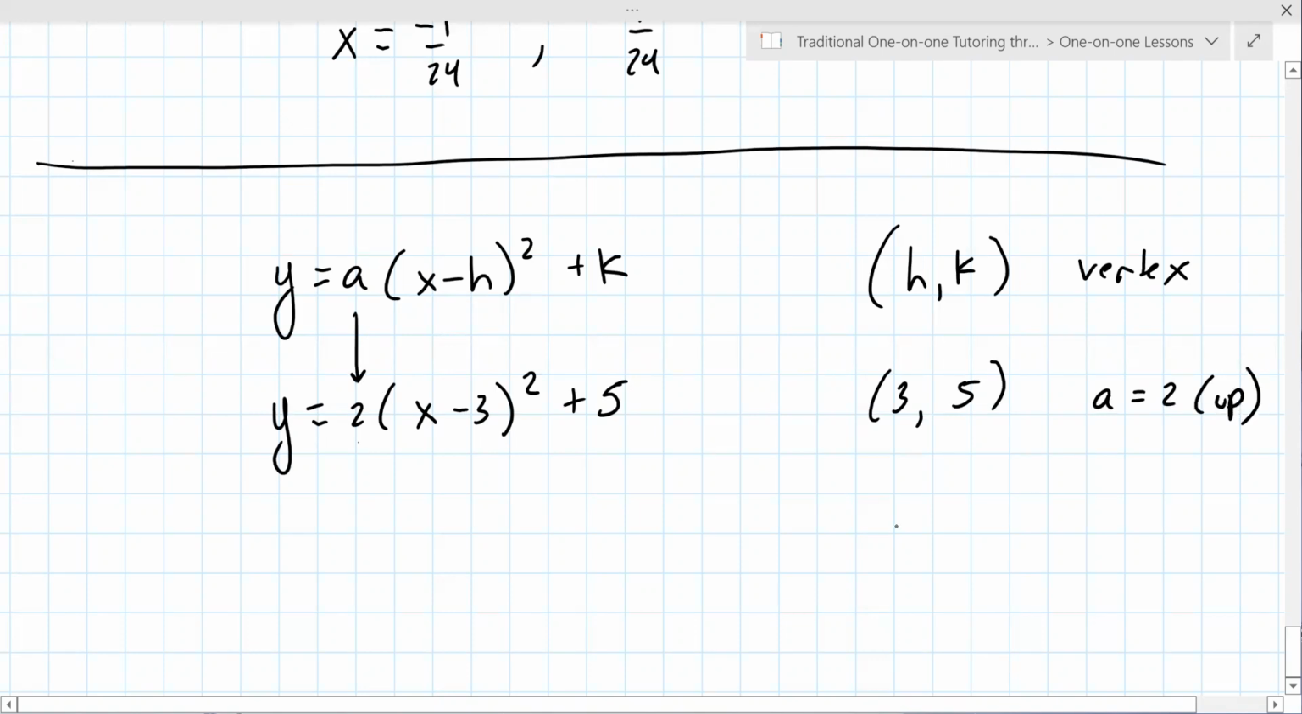So why do we care about that? Because if we're going to make a really quick sketch of this thing, 3, 5, let's say that's 3, 5. We know that it opens up. Does this have any x-intercepts?